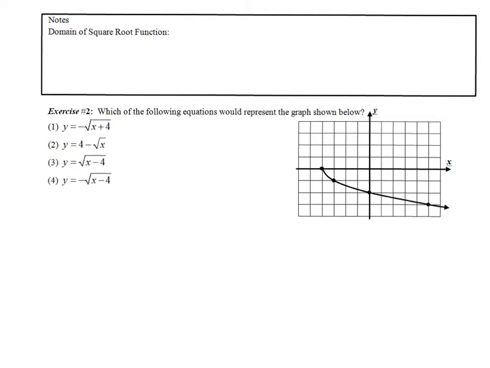So let's sum up this information in your notes in the box where it says domain of square root functions. First of all, the radicand is just whatever is underneath the square root sign in my square root function. The radicand must be a value that is greater than or equal to 0. So whatever my radicand is, I'm just going to call it a, where a is some function. Actually, let's call it the square root of f of x.